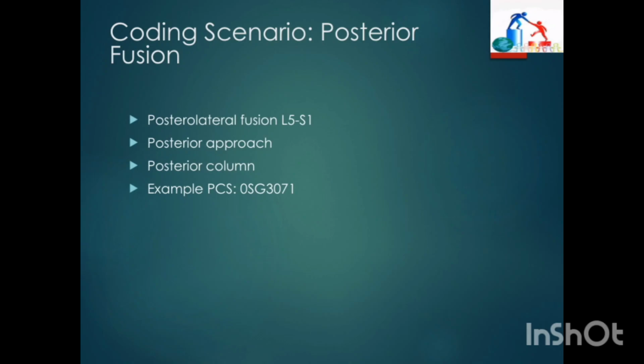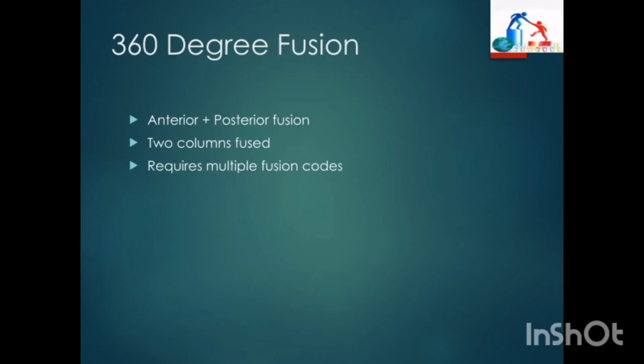Let's take a look at some of the key types of spinal fusion procedures. First, we have the anterior plus posterior fusion. This involves fusing two columns of the spine, meaning both the front and back. It's a comprehensive approach that provides additional stability. Because you're fusing multiple areas, it typically requires multiple fusion codes to accurately capture all the work involved.